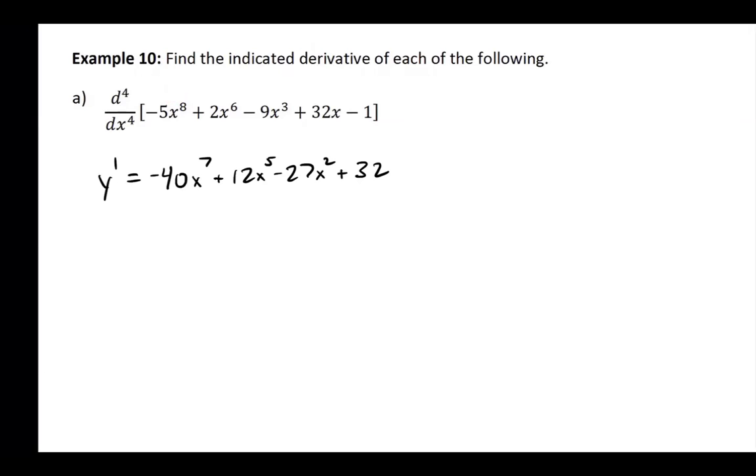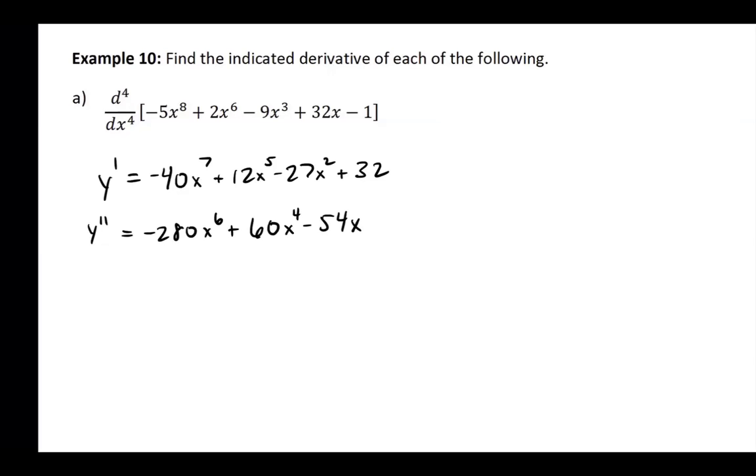Do it again. Guess what that's called? The second derivative, right? That just means we have two little tick marks there. Two tick marks mean the second derivative. Okay, so we multiply and we get negative 280x to the sixth using the power rule, 60x to the fourth, minus 54x, done.